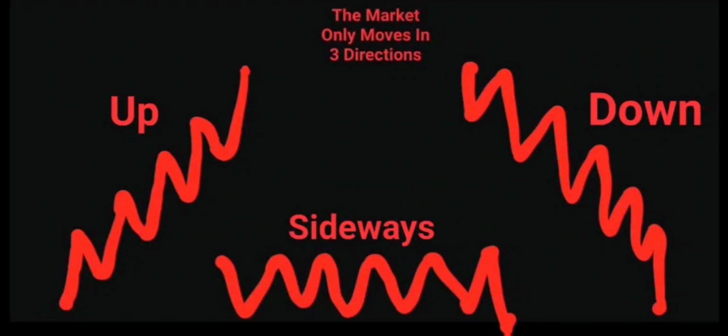Always remember, the market can only move in 3 directions. Up, down, and sideways. Once again, the market can only move in 3 directions. Up, down, and sideways. This is an uptrend.